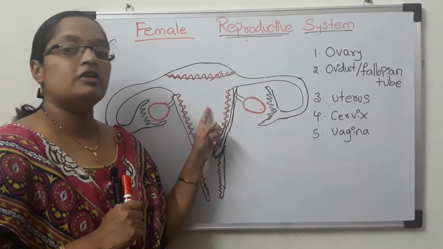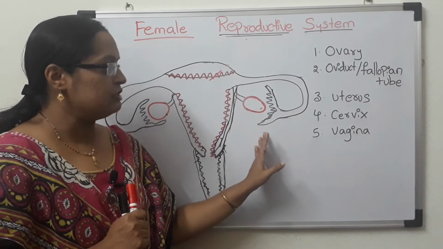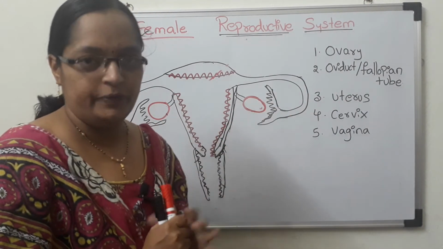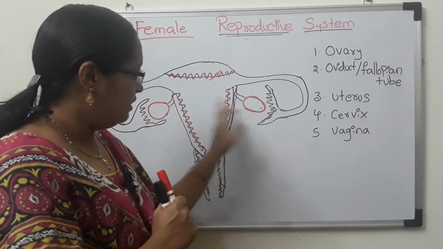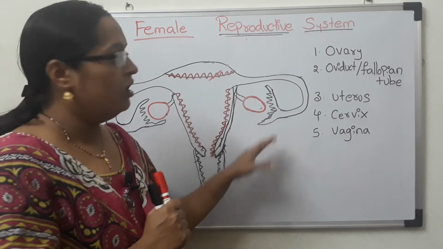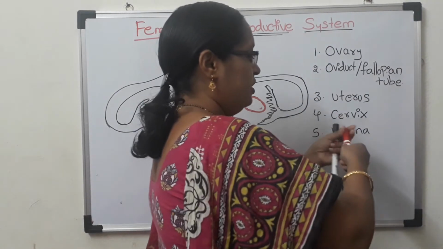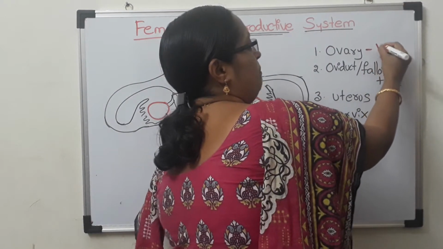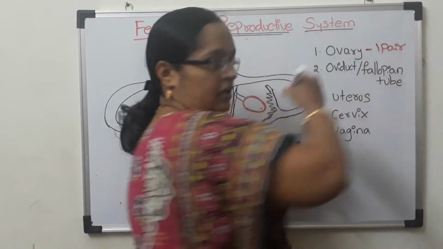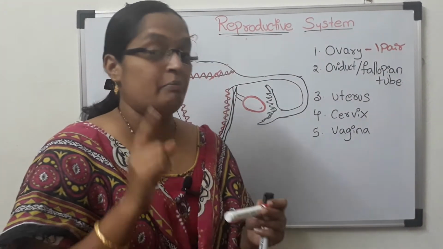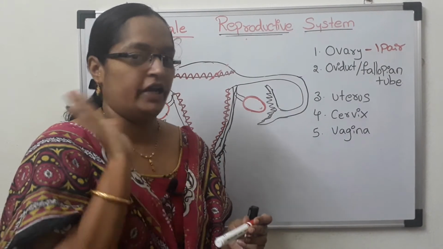The female reproductive system mainly consists of the ovary. A pair of ovaries are present in the female reproductive system, on the left and right side. It is a pair, that means how many ovaries are present? There are 2, that means one pair. The ovary is the primary female reproductive organ.